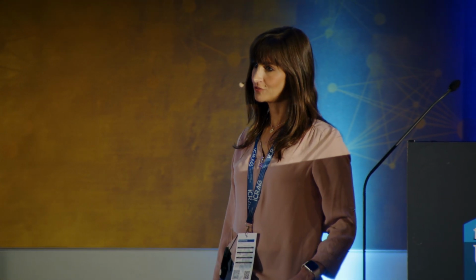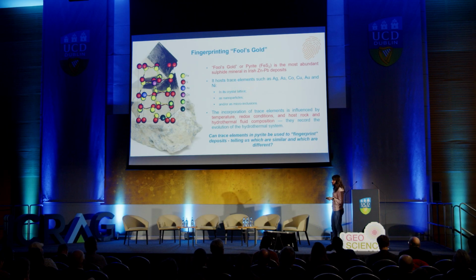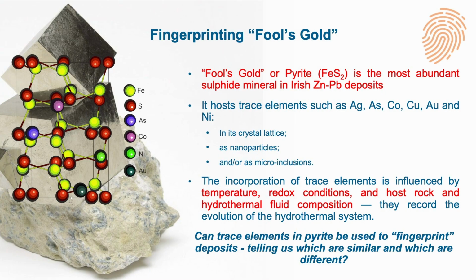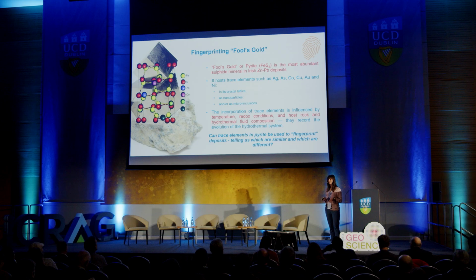All right, so fingerprinting Irish fool's gold. And can it help track down mineral deposits? So firstly, fool's gold gets its name from its visual similarity to gold. But actually, it's just an iron sulfide. And it's called pyrite. And pyrite is the most abundant sulfide mineral in the Irish zinc and lead deposits.